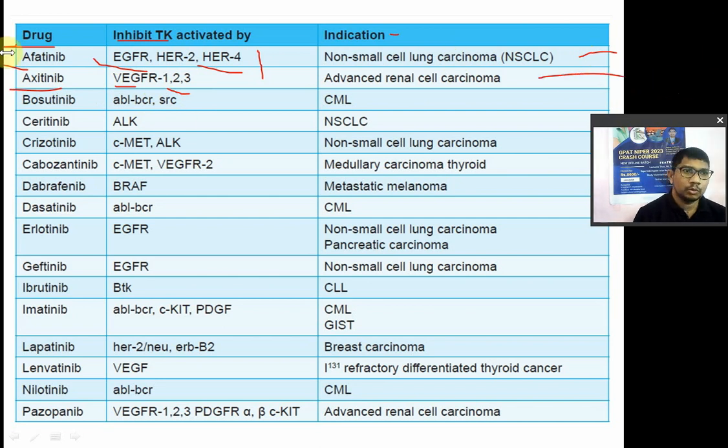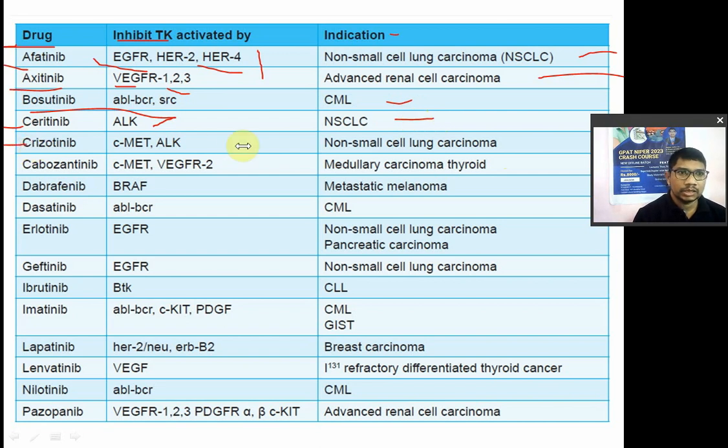Then bosutinib. It inhibits the tyrosine kinase which is activated by the BCR-ABL gene. This is known as the Philadelphia chromosome. So it is useful in chronic myeloid leukemia. Then ceritinib also inhibits the tyrosine kinase activity increased by ALK. So it is also useful in non-small cell lung carcinoma.